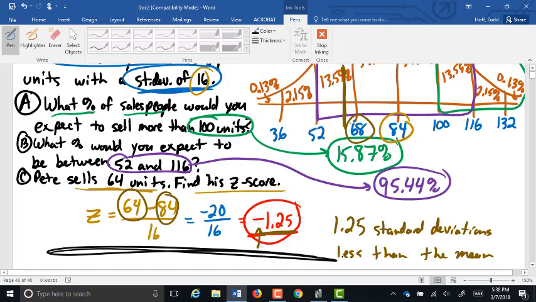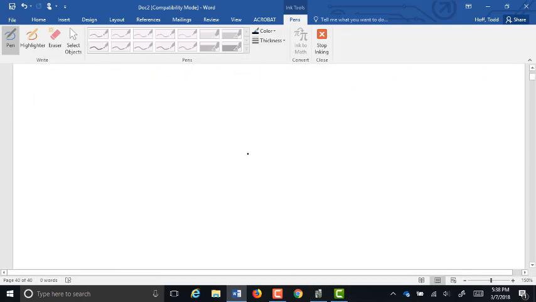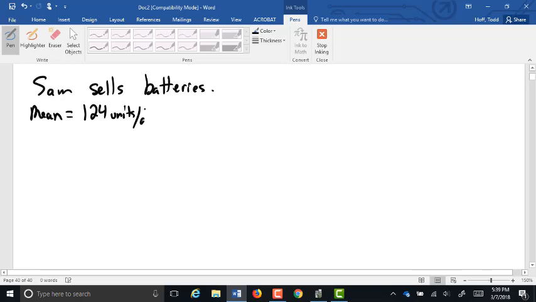The Z-score, by the way, is more often used to compare two different numbers from two different companies. For example, let's do this. Let's say that Sam sells batteries for all salespeople. The mean sales is 124 units per day with a standard deviation of 18 units per day.